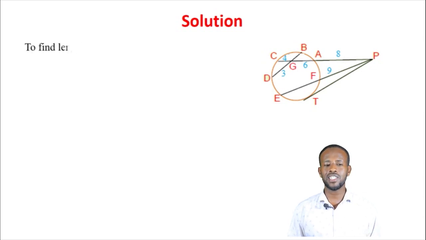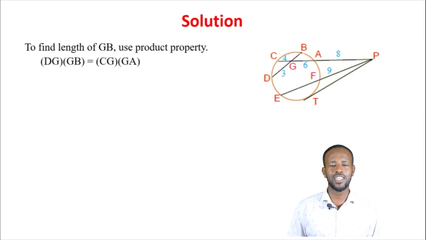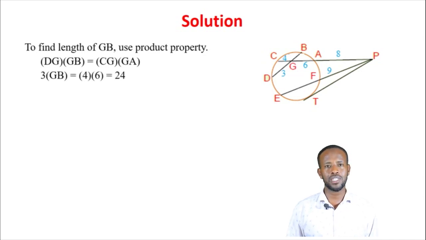Now, to find the length of GB, use the product property. We want to find what? GB. So, the product property says what? DG times GB is equal to CG times GA, which is equal to what? 3 times GB is equal to 4 times 6. 4 times 6 is 24. So we will divide both sides by 3. We will get what? GB is equal to 8 units.